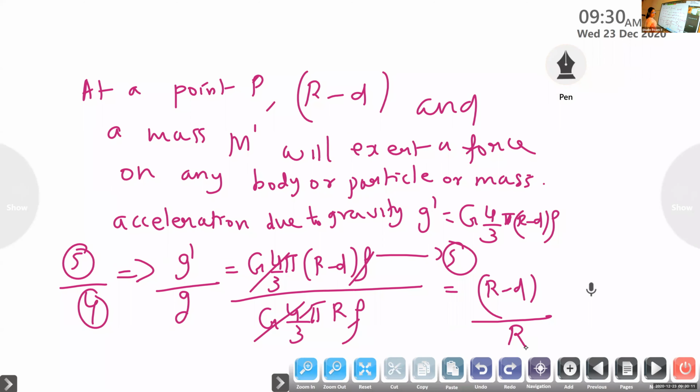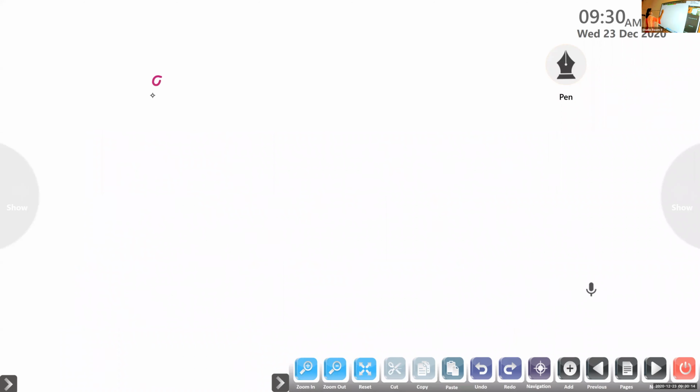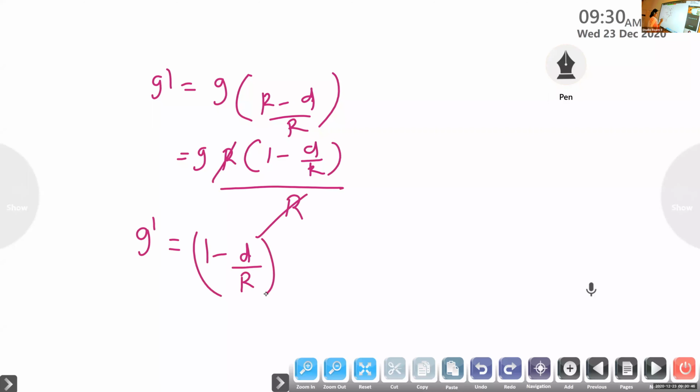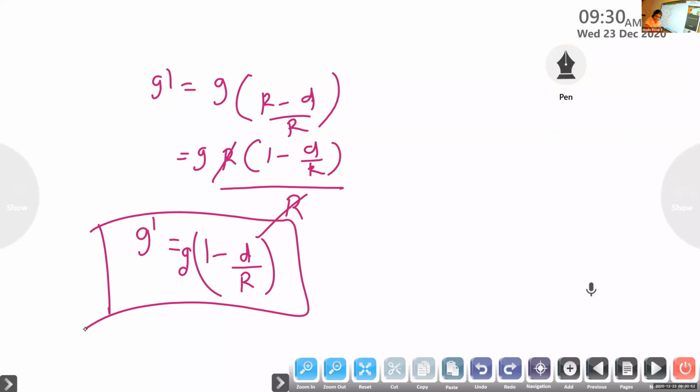Okay, children, next step, what is that? So G dash is equal to G into (R minus D) by R. Or we can take R out from the first thing, and you will get (1 minus D by R) divided by R. Then this R and this R get cancelled. Therefore, finally you are getting the equation: acceleration due to gravity at a depth is G into (1 minus D by R).